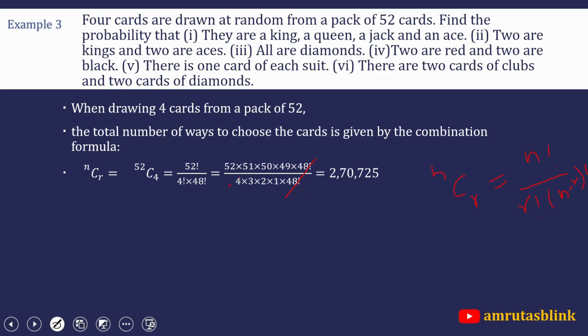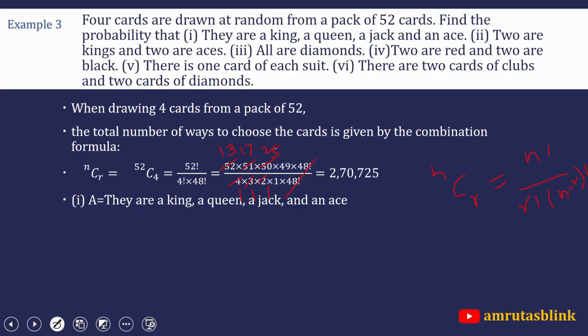So let's say this 4 ones are 4 and this is 13, this 3 ones are 3 and this is 17, this 2 ones are 2 and this is 25. So in the numerator we have 13 into 17 into 25 into 49 divided by 1, which is equal to 2,70,725. So how many possible events are there in the sample space is a huge number, which is equal to 2,70,725.